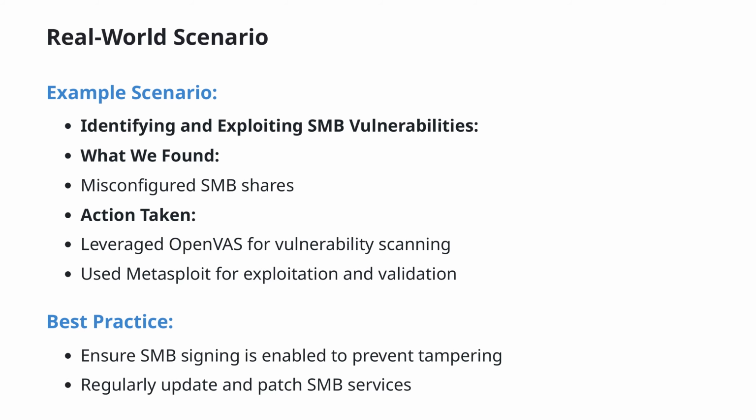In this slide, we'll dive into a real-world scenario focusing on identifying and exploiting SMB vulnerabilities. For our example scenario, we discovered misconfigured SMB shares during our investigation. To address this, we performed a series of actions. First, we used OpenVAS, an open-source vulnerability scanner, to identify potential security issues within the SMB shares. We then utilized Metasploit to exploit these vulnerabilities and validate our findings. To prevent such vulnerabilities, we recommend enabling SMB signing to mitigate tampering risks and regularly updating and patching SMB services. These measures are critical for maintaining a secure network environment.